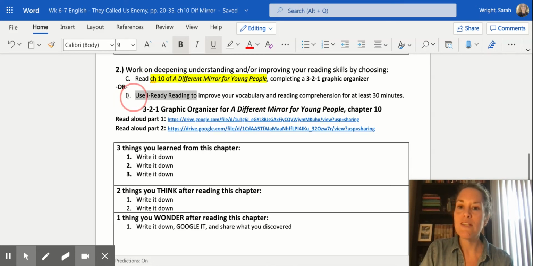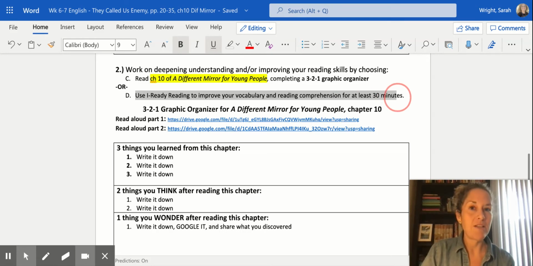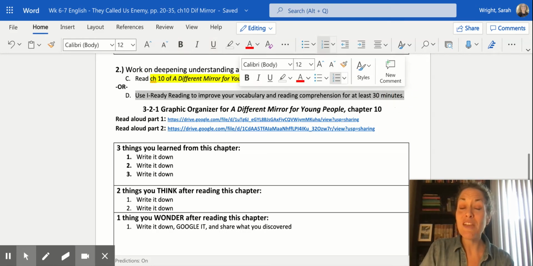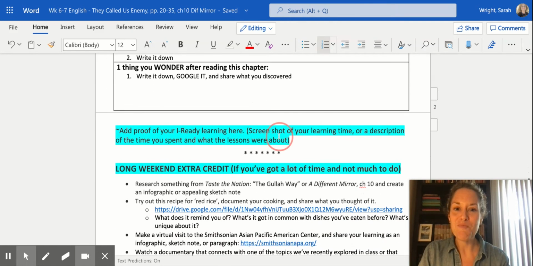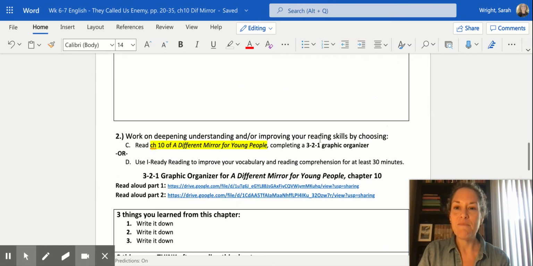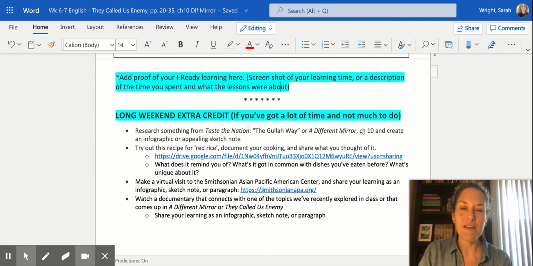Or you could take the option of using iReady Reading for at least 30 minutes. Make sure that you do hit at least 30 minutes. If you don't, you're only going to get partial credit, and I don't want that for you. So you'll put it there. Extra credit, I will explain that in just a second.